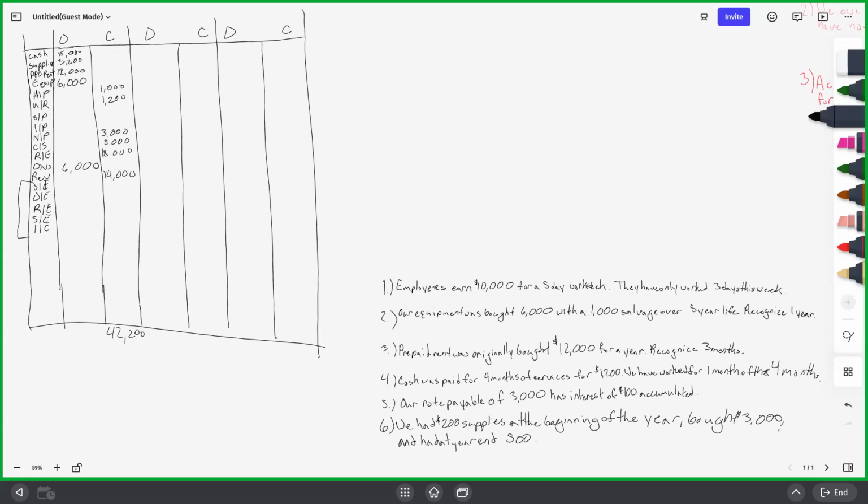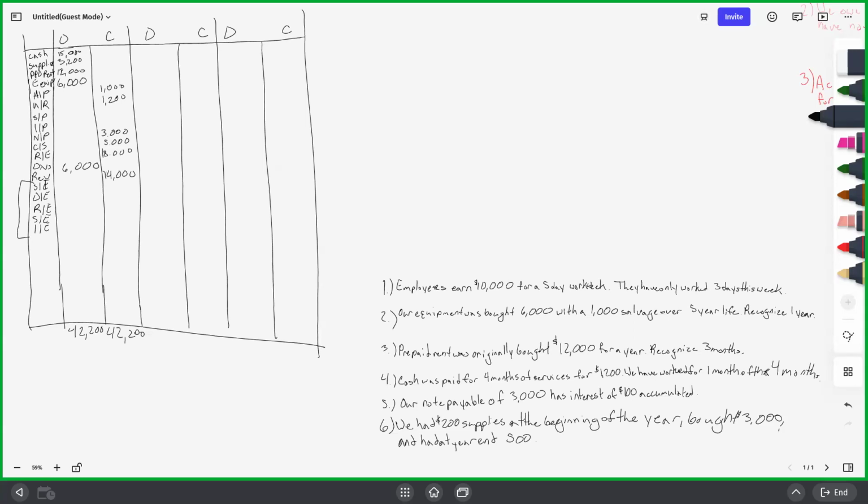Trial balance is up. Everything balances. Wait, is it supplies expense and salaries expense? Oh, wait, I forgot it. Yeah, supplies expense, salaries expense. So I made the space so small, so I had to really shorthand.